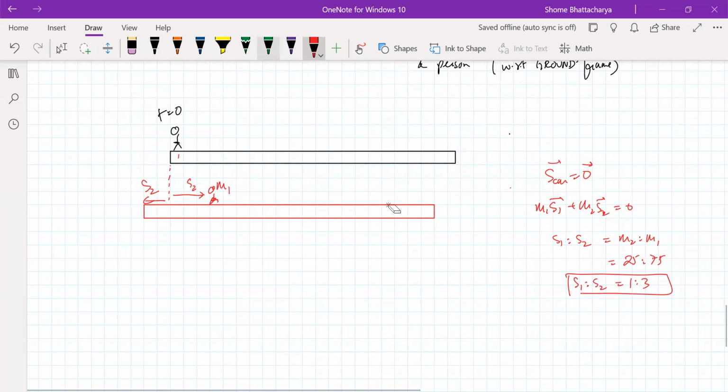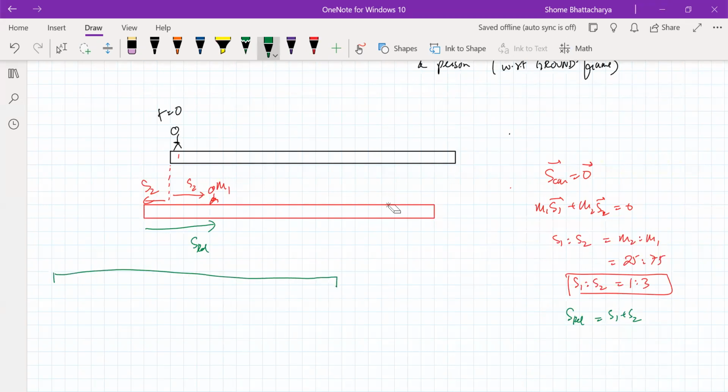Okay. Now the thing is, see, his relative displacement is this. S relative is S1 plus S2. So when he reaches the other end of the plank, what is that relative displacement? It's equal to the length of the plank. That's the quantity that was given to you. The plank is also going backwards. The sum of their displacements should be equal to the length of the plank.